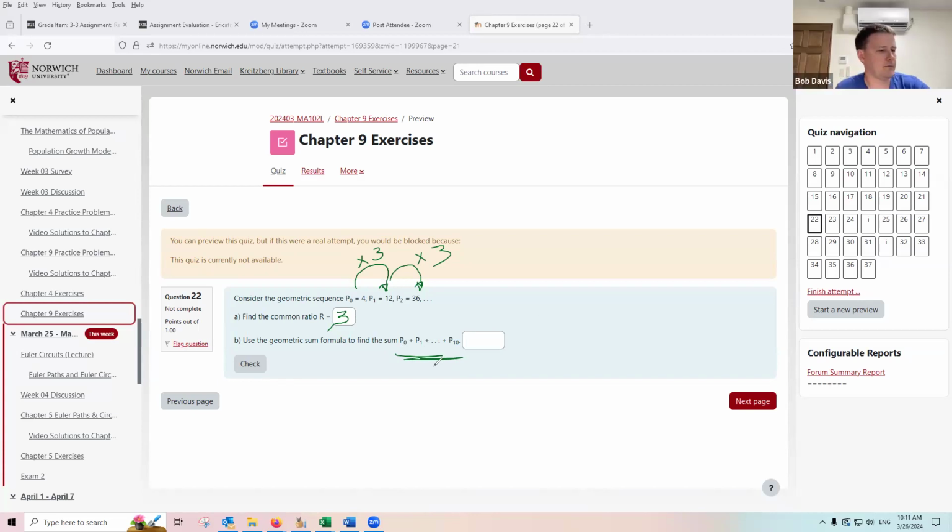Bob, are you an Excel user? I am, but I am not good with the formulas. Okay. I was going to say you could use Excel for this, but here's what we could do.